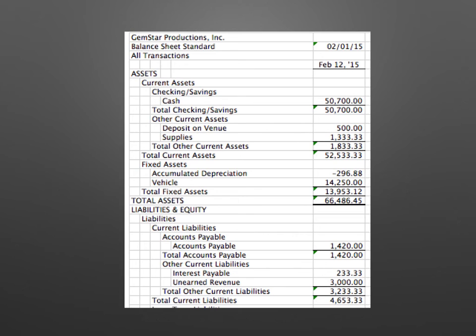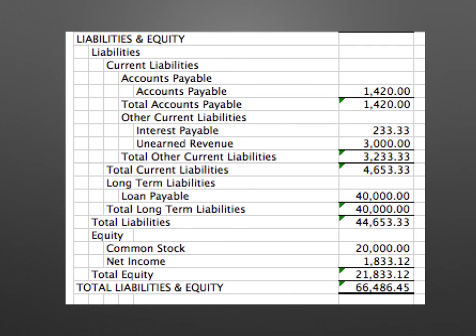Here you can see on the balance sheet standard that the cash account is valued at $50,700. Including all other assets, the total asset for Gemstar Productions comes to $66,486.45. Here again, on the same balance sheet, you can see that the total liabilities and equity equals $66,486.45. The ratio of liabilities to assets is 0. Both total assets and total liabilities and equity should always equal, in a perfect world, $66,486.45 and be comparable.